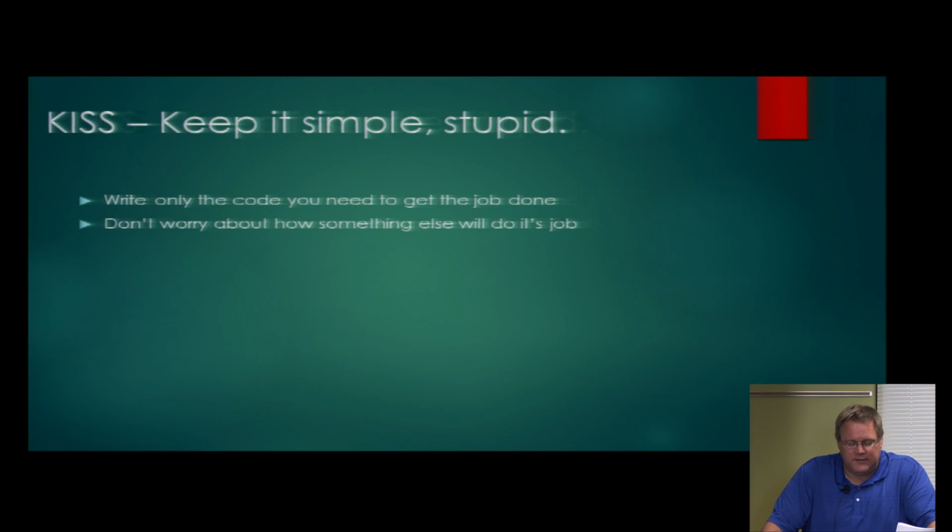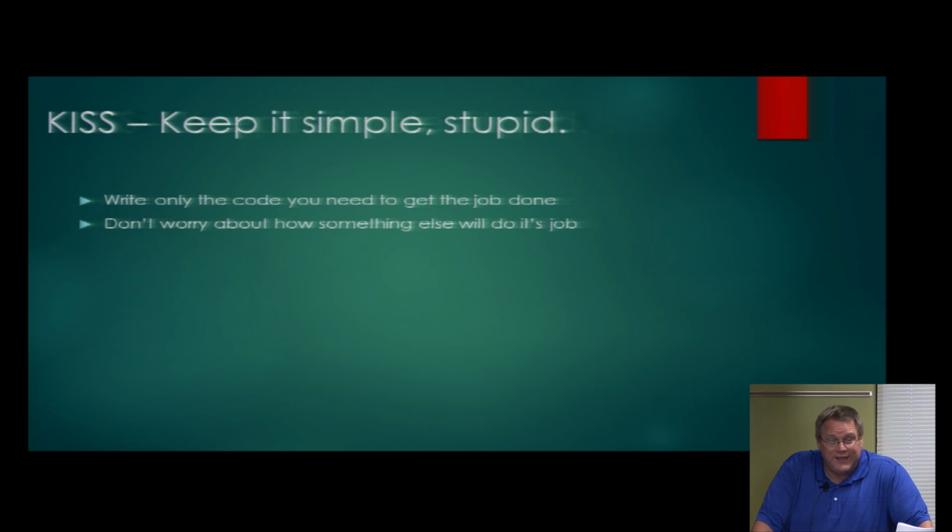Every job I've been on, it's keep it simple, stupid. Write only the code you need to get the job done. Don't start writing extra code. Don't worry about what that piece is going to do or that piece is going to do or how it's going to do it. If you're the only guy working on the app and you start worrying about the next piece down the line, pretty soon you've worked on 6 different pieces and you've never finished one of them.